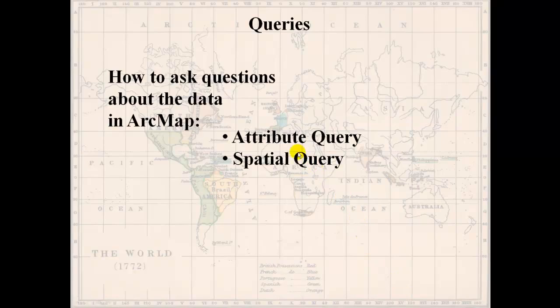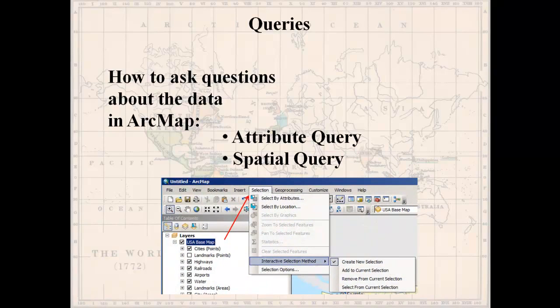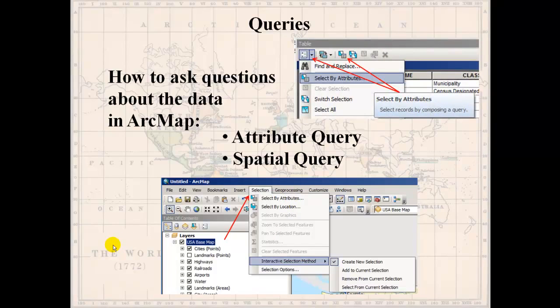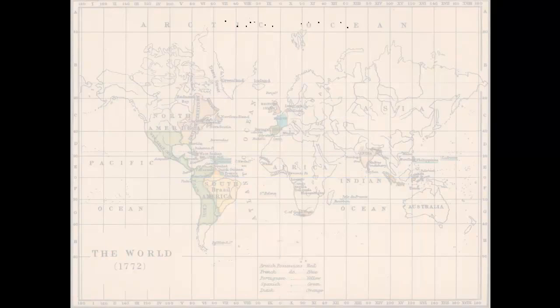Okay, these two queries are going to use something that's a language that the computer understands, and that's called structured query language. And what you can do is you can select by the attributes. You can ask why questions or how questions about the attributes that are associated with the data, or by locational characteristics. So there are two different types of selections. That just shows you how you do that in ArcMap.